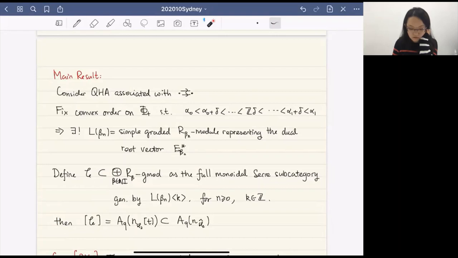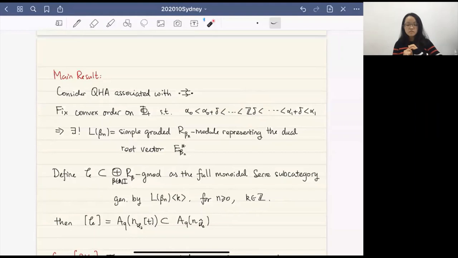We consider a quiver Hecke algebra associated with the Kronecker quiver. And then we fix a convex order on the set of positive roots. This order is chosen in the following way: alpha zero is smaller than alpha zero plus delta, et cetera, and it's smaller than the imaginary root part.